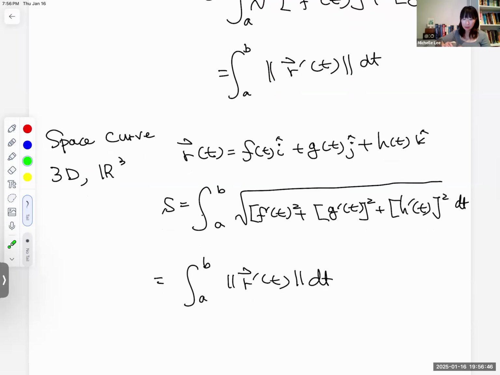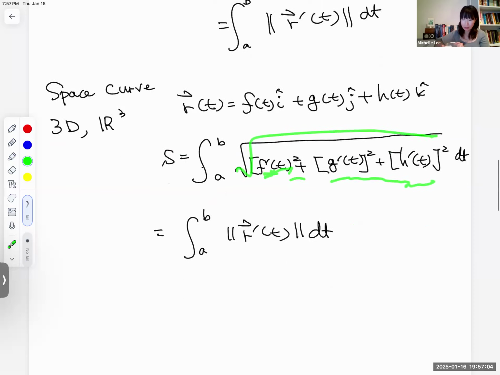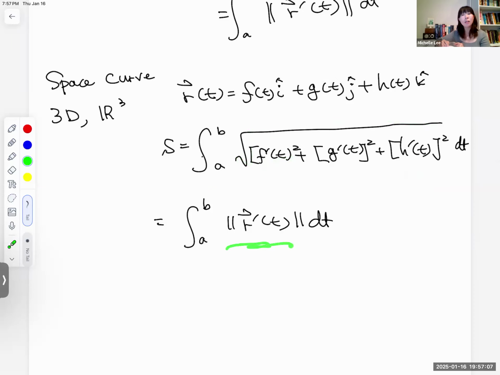So we have the definite integral from a to b, because we want to know the arc length. Then the square root of f prime of t squared plus g prime of t squared plus h prime of t squared dt. This is the magnitude of r prime of t. Okay, let's do an example.